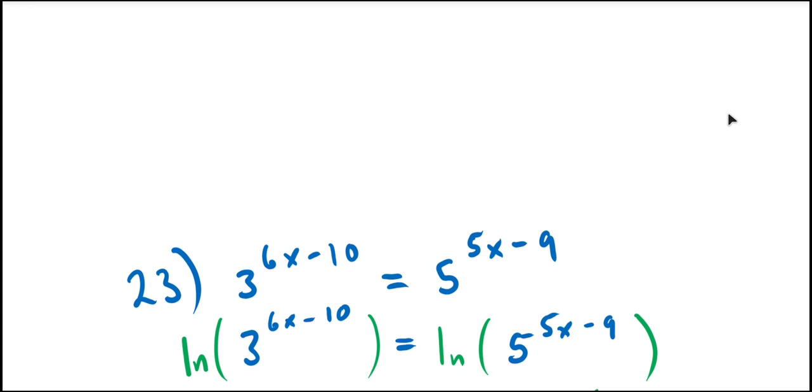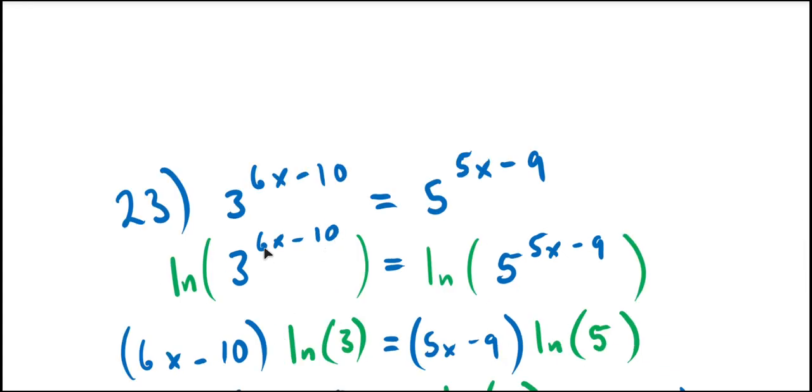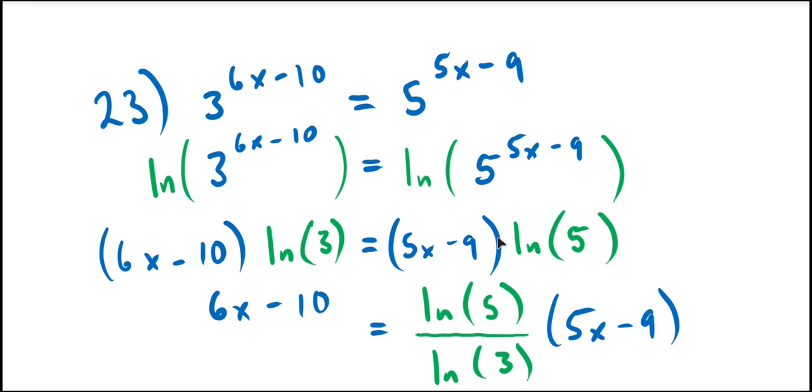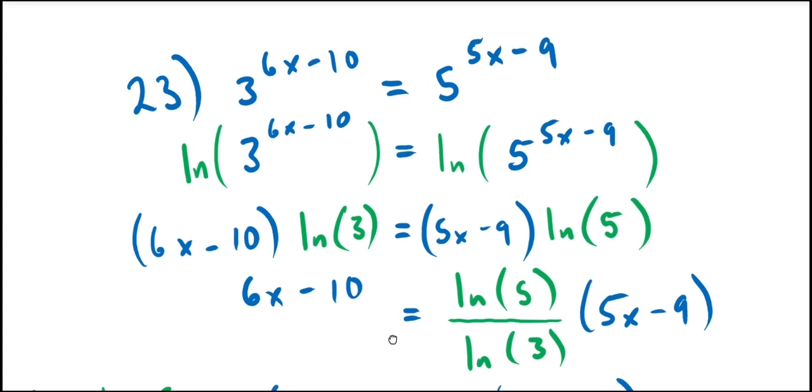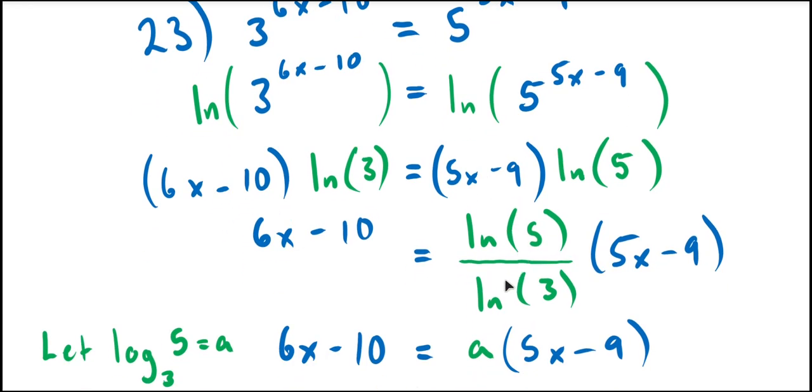If we don't have a preference between base 3 or base 5, let's just take the natural logarithm of both sides. Since powers come out of logarithms as products, this will have the effect of bringing the 6x minus 10 and the 5x minus 9 out of the exponent. And then we're just going to multiply both of those things by the constants ln of 5 and ln of 3. And there's a few different ways we could proceed here, but let's divide over the ln of 3 to the other side. And because it's a pain to write this expression over and over again, let's just call it a for now. We'll replace that with its exact expression later, but this will save us some space and time.